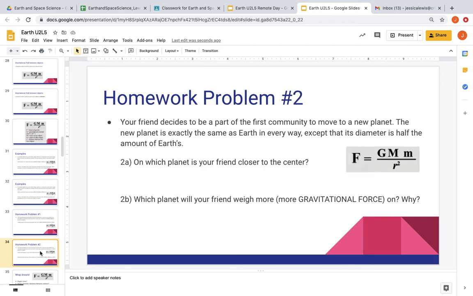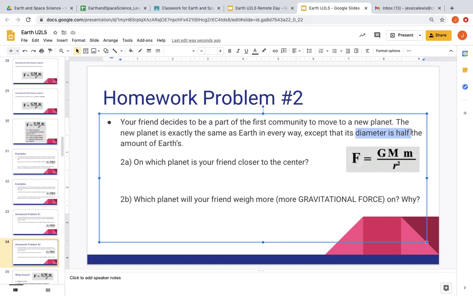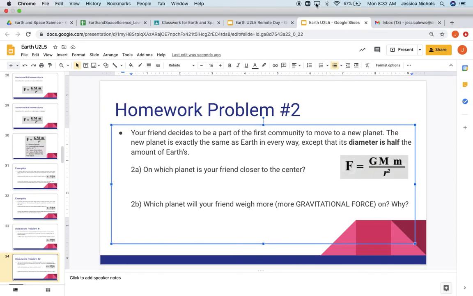And then the other one has 2 parts. Your friend decides to be a part of the first community to move to a new planet. So it's the same setup. The new planet is exactly the same as Earth in every way, except that its diameter is half. So this is a little bit different. Its diameter is half the amount of Earth's. So on which planet is your friend closer to the center? Think about the problem here and decide which planet your friend is closer to the center. And which planet will your friend weigh more on, have more gravitational force, and why? So go ahead and answer those 2 problems and show your work in your notebook and upload all of this to Google Classroom.